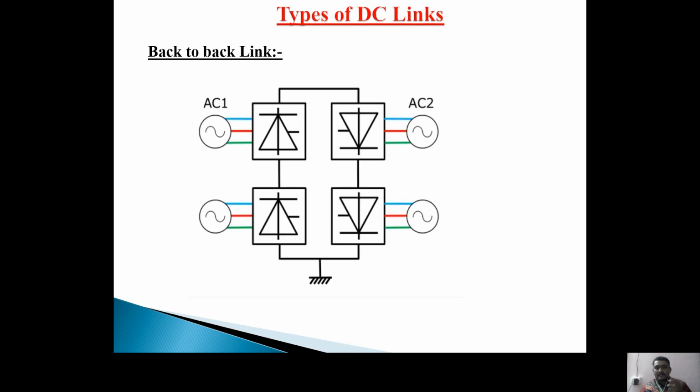So this is the diagrammatic representation of the back to back link. Here we are not using any DC line, any HVDC line. If you observe this diagram, we are using two AC power systems. On the left side we are using one AC system, and on the right side we are using one AC system. These two are connected through valves with ground. Here in this diagram we are using the ground as the return path. Okay, this is the back-to-back link.